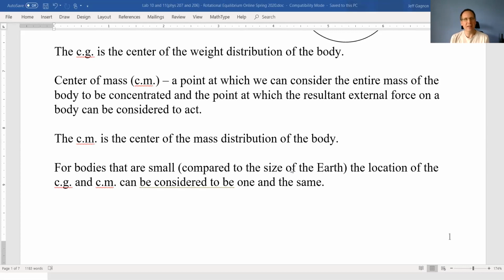Now, it's very subtle. You'd have to have an extremely tall object to have any sort of difference. So for all intents and purposes, the center of mass and center of gravity are basically the same location. For our purposes in this lab, we're going to consider them to be the same thing, the same exact location. In reality there are slight differences, but for our purposes, think of them as being the same thing.